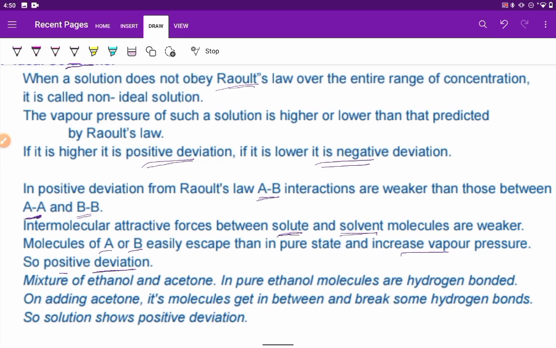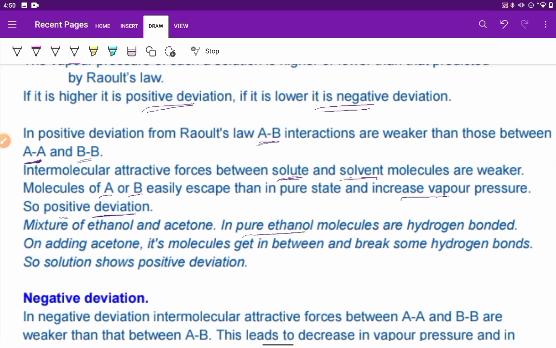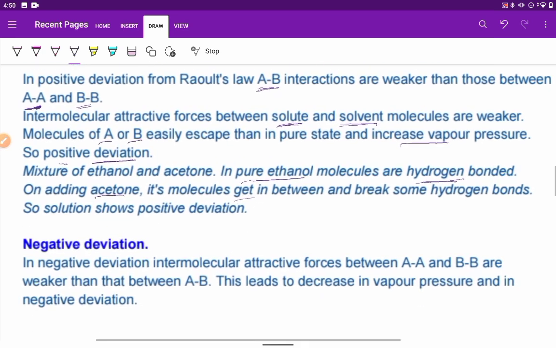Now an example is ethanol and acetone when they are mixed. Before mixing, in pure ethanol, in between the molecules there will be hydrogen bonding. When we add acetone, some of the molecules will get in between and break some hydrogen bonds. When they break the hydrogen bonds, this new interaction between ethanol and acetone is not very strong. So they can easily escape and thus increase the vapor pressure. So this is positive deviation.